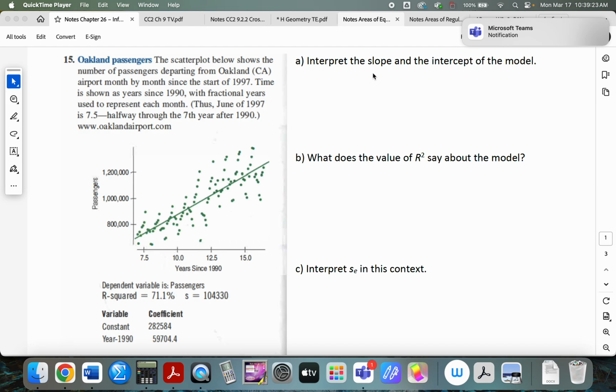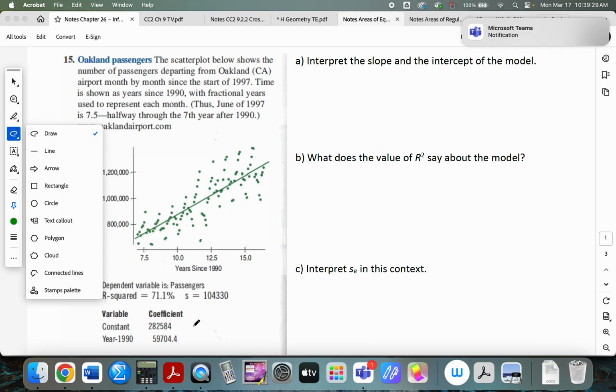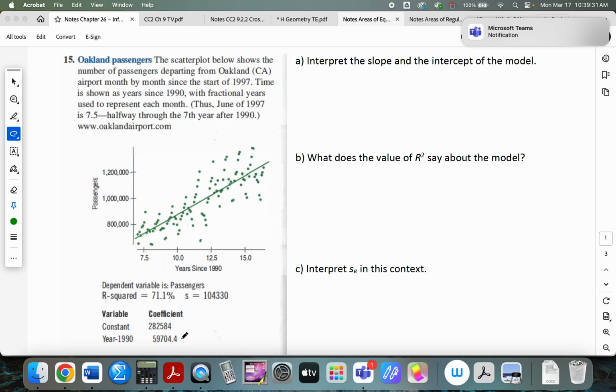So it says interpret the slope and the intercept of the model. So the slope is here. Notice it says the coefficient on the year, and the intercept is here. Notice it usually says that's the constant. And if you think about it, that makes sense. It's y equals mx plus b, the basic slope intercept form.